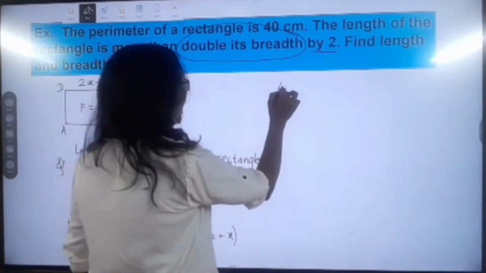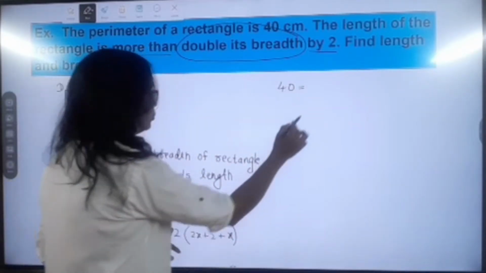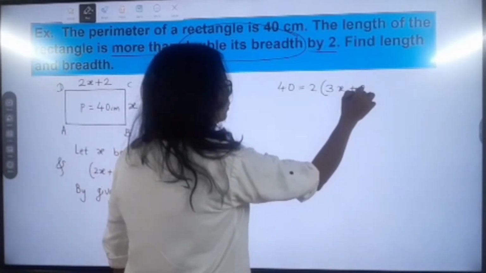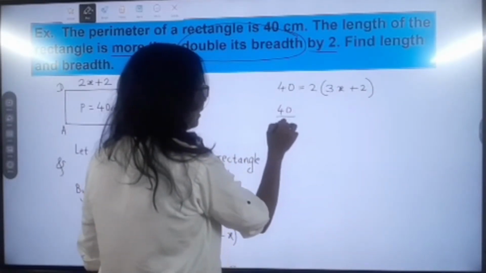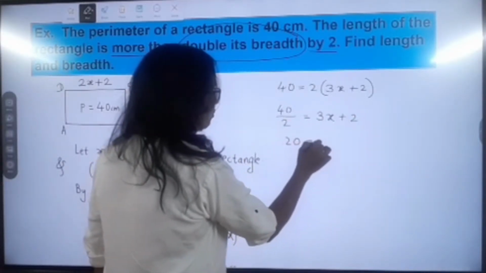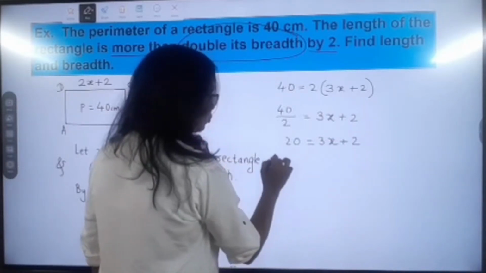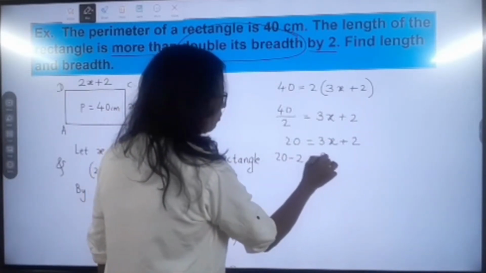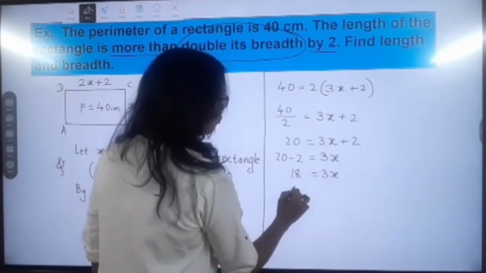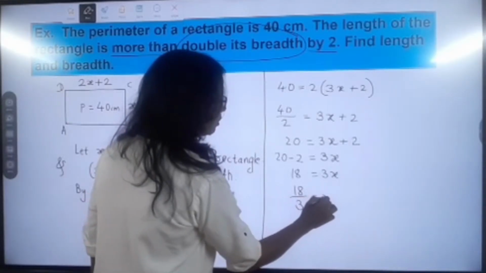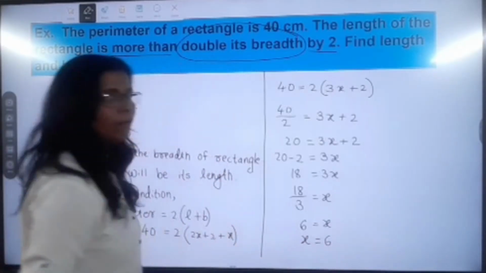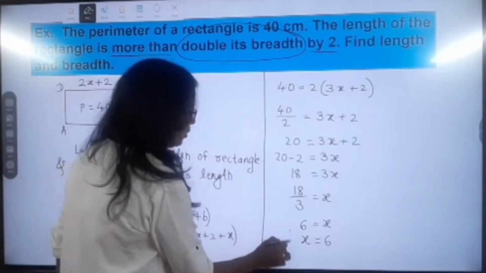So here 40 is equal to 2 multiply 3x plus 2. So here 40 divided by 2 is equal to 3x plus 2. So 20 minus 2 is equal to 3x. Then 18 is equal to 3x. So students, 18 upon 3 is equal to x. So here 6 is equal to x. x is equal to 6. Very easy, students. We get the value of x.